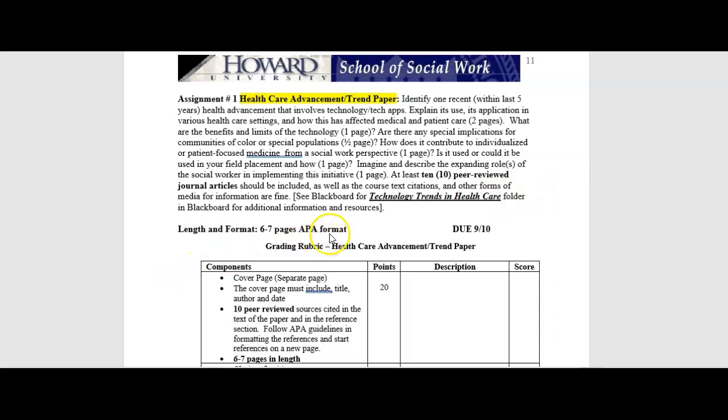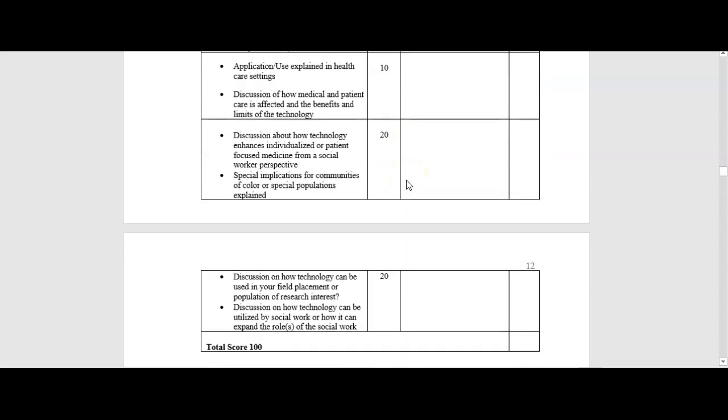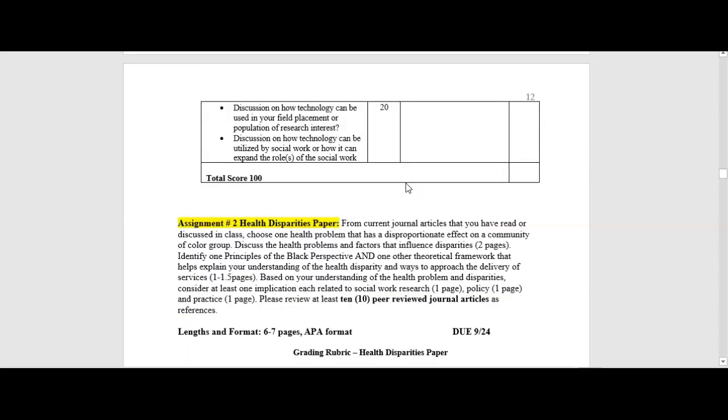6 to 7 pages, APA format, due September 10th. All this is located in the actual assignment itself in Blackboard as well. Here is the rubric that will be attached to that assignment and how your assignment will be graded.